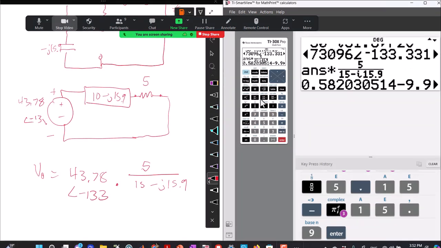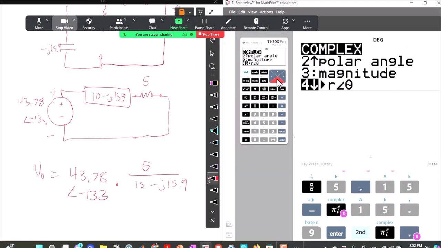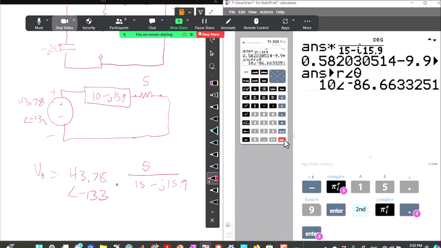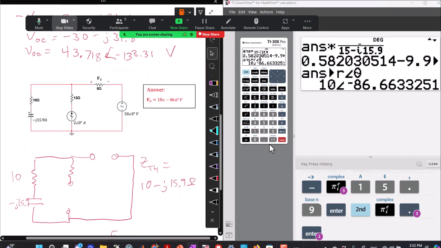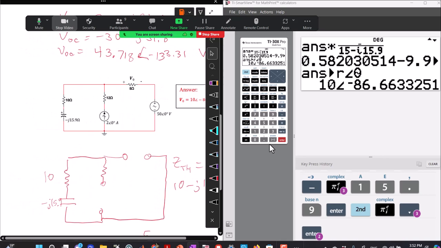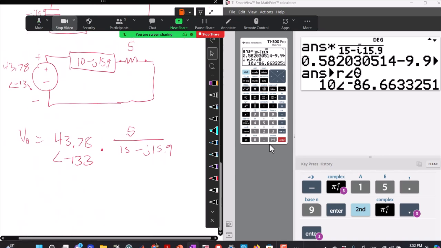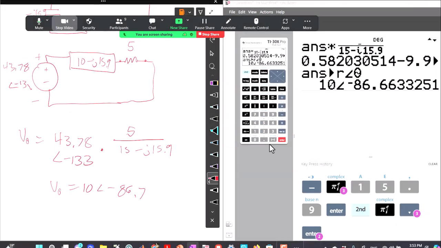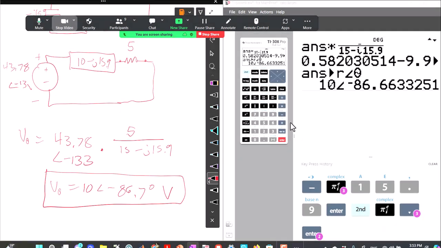And that looks like it's going to be close. Second complex, change to polar. Hey, look at that. I finally got the right answer, like when I had an audience. That's why I need y'all to come to SI sessions. See, so V naught is 10 angle negative 86.7 degrees volts. Okay, questions on that?